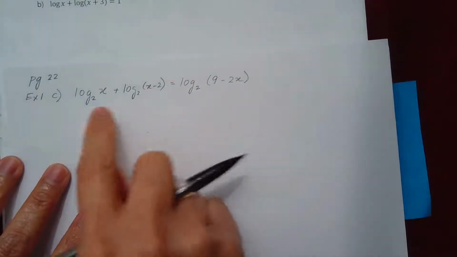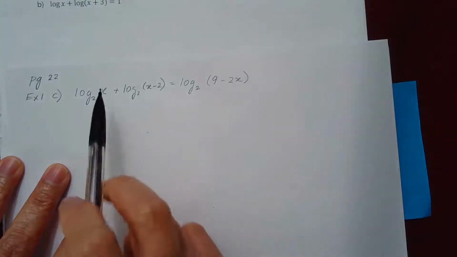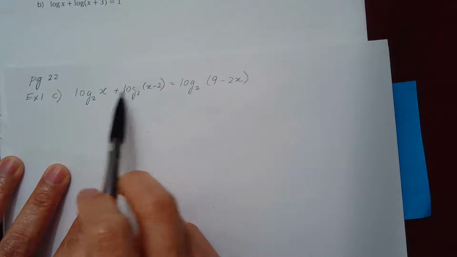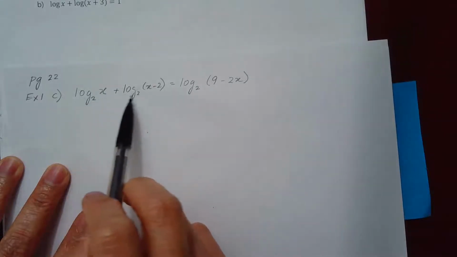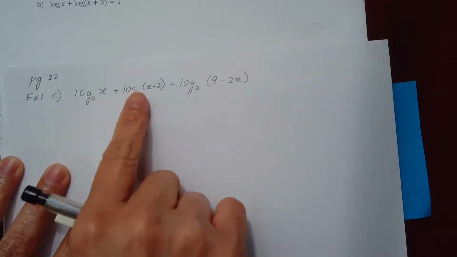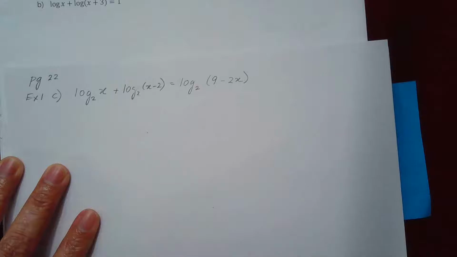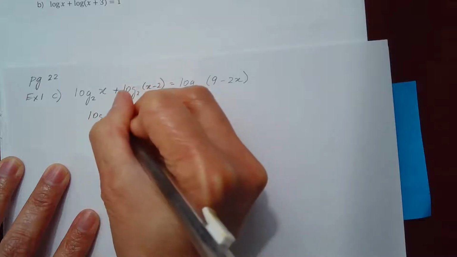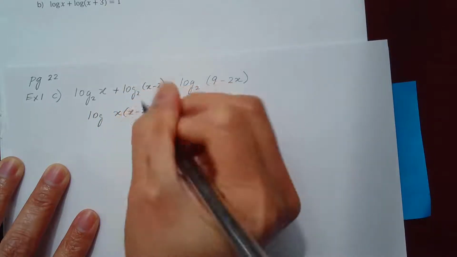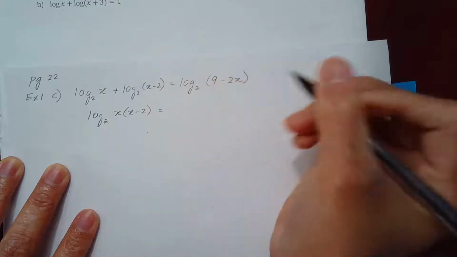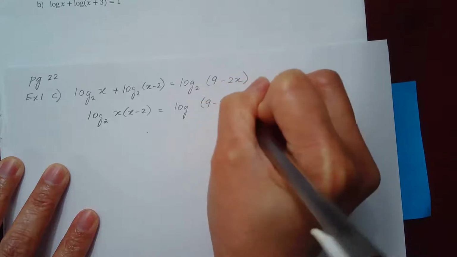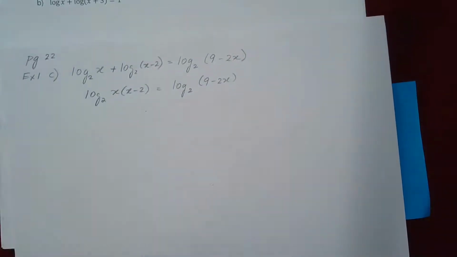So what are we going to do here? Let's see. These 2 are added. Okay, we're going to apply the laws of logarithm to make this a single logarithm. So this one could be, because it's added, it's the same thing as log of x times x minus 2 base 2. And then I'm just going to write that log of 9 minus 2x base 2. Okay, so that part.